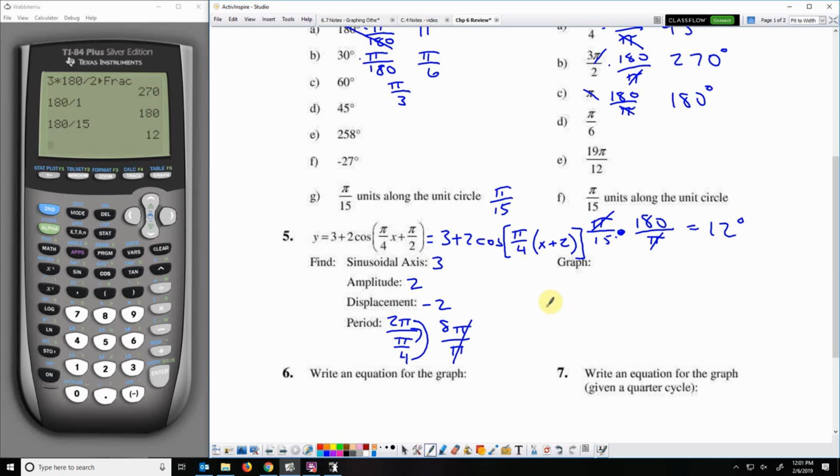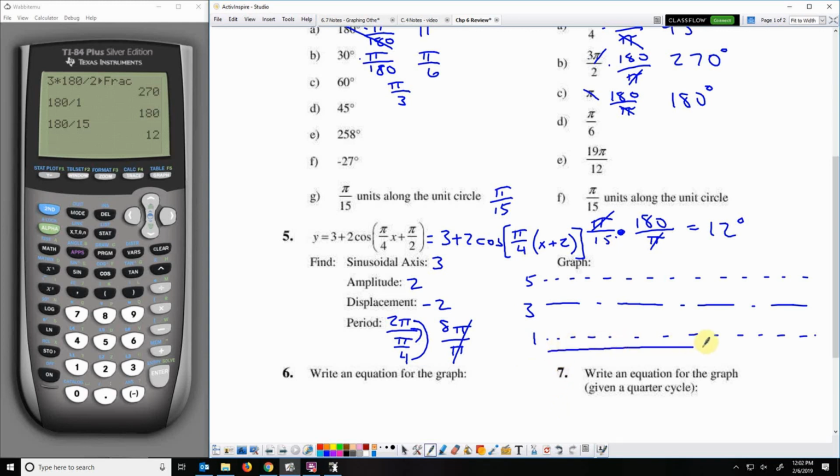So for my graph, I've got a sinusoidal axis at 3, a maximum, and a minimum. The amplitude is 2, 3 plus 2 is 5, 3 minus 2 is 1. That means that my x-axis, where y is 0, is going to be down here underneath the 1. Okay, it is shifted 2 units to the left. That means I need some space over here, so I need to move my y-axis over a little bit.